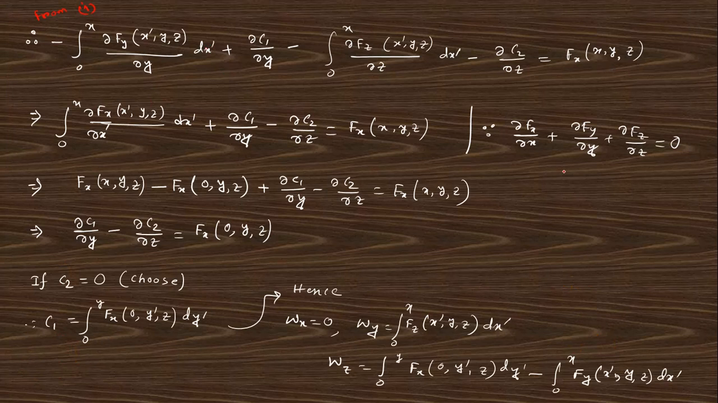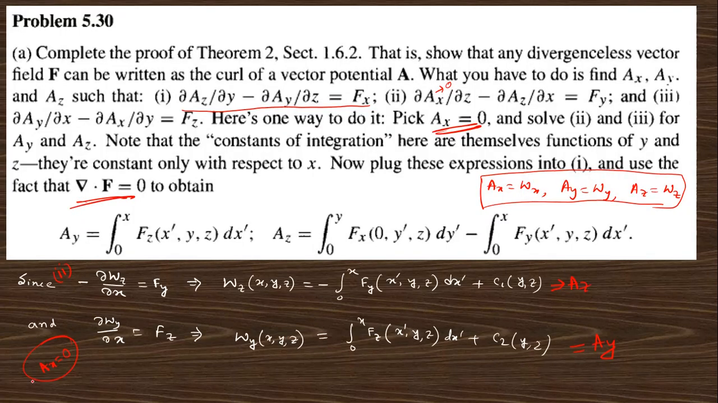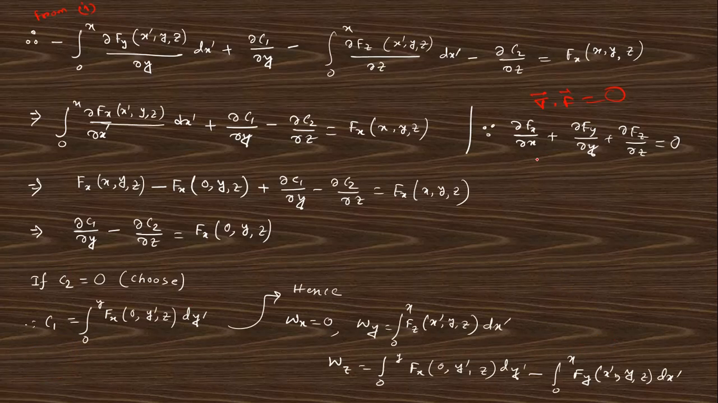If you put this expression in, because divergence F equals 0, you need to see that divergence F equals 0, so this can be written here. Now ∂Fy/∂y plus ∂Fz/∂z: these two are nothing but the minus of this one, so the two minuses make it positive. If you integrate this from 0 to x, you get F of x, y, z, and when you put the value 0, these two cancel out, so finally you get ∂C1/∂y minus ∂C2/∂z equals this.